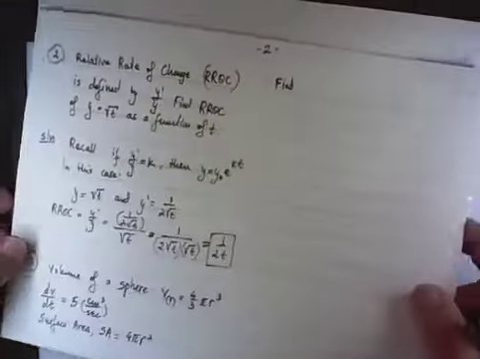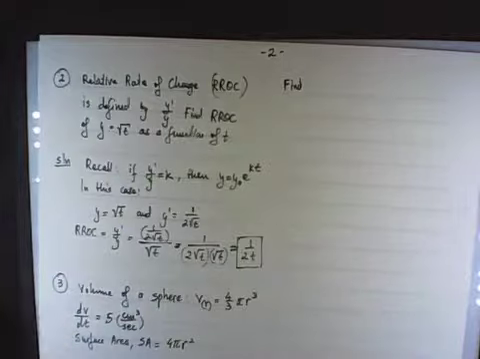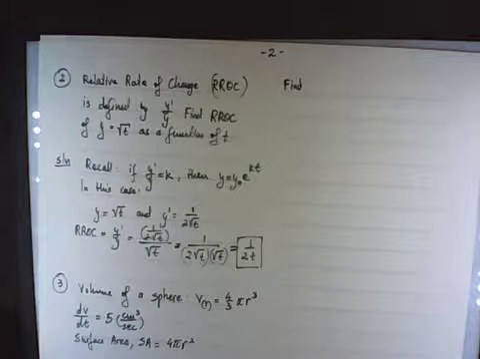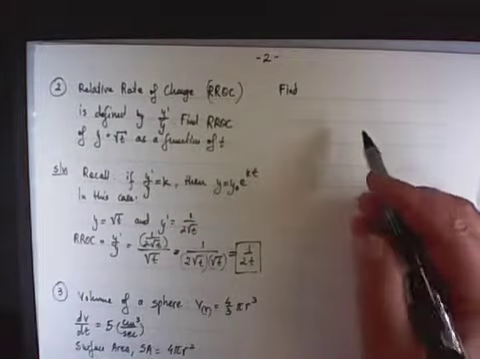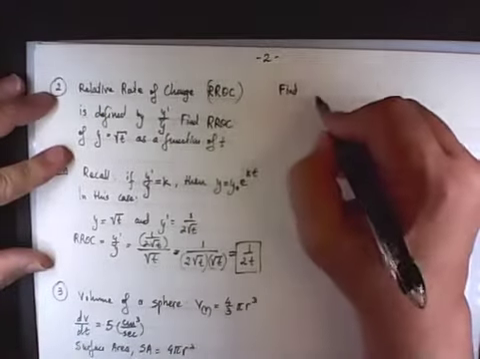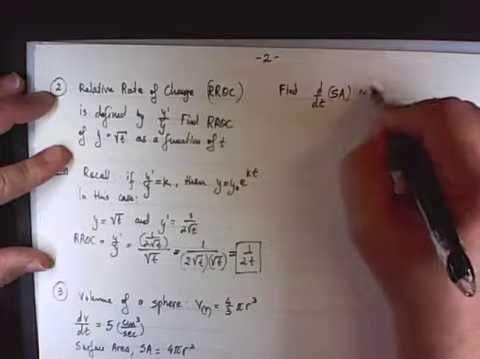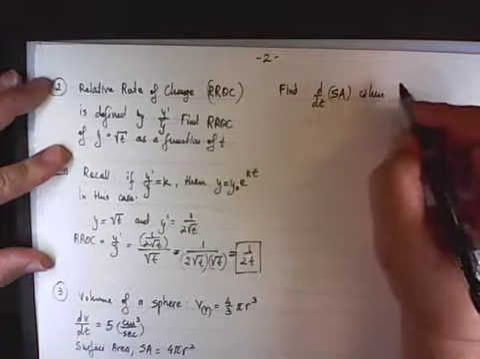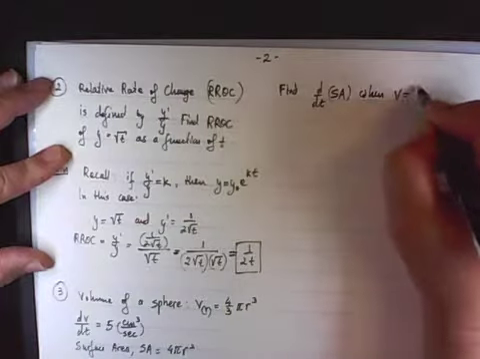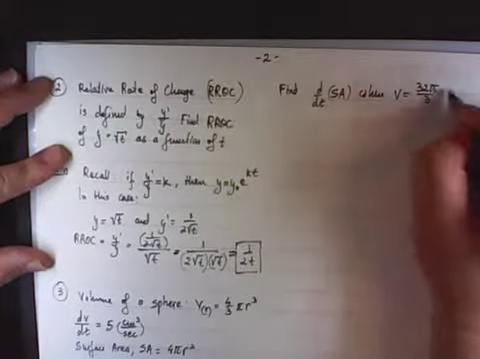Of course, we are trying to figure out nature. Nature is not trying to figure out what we do, but it's still amazing, the relationship between calculus and nature, or the laws of nature. Anyway, what we want to do is find the rate of change of the surface area. So we want to find d/dt of SA, the surface area, when the volume is 32π/3 cubic centimeters.